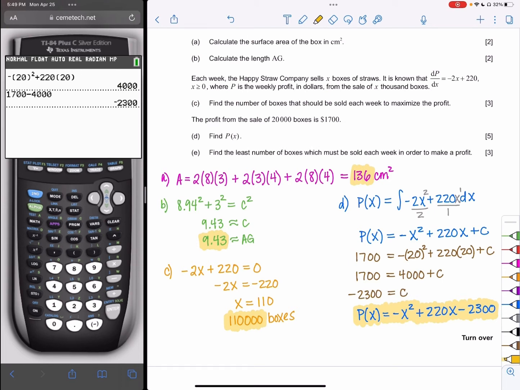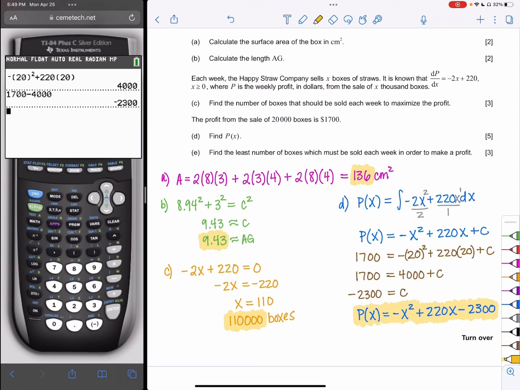So part E says, find the least number of boxes which must be sold each week in order to make a profit. What you have to understand is, when we say make a profit, that means that you have money that is left over. So anytime your profit is zero, that means that you have broken even. That means that your expenses are going to equal what you bring in, or your revenue.